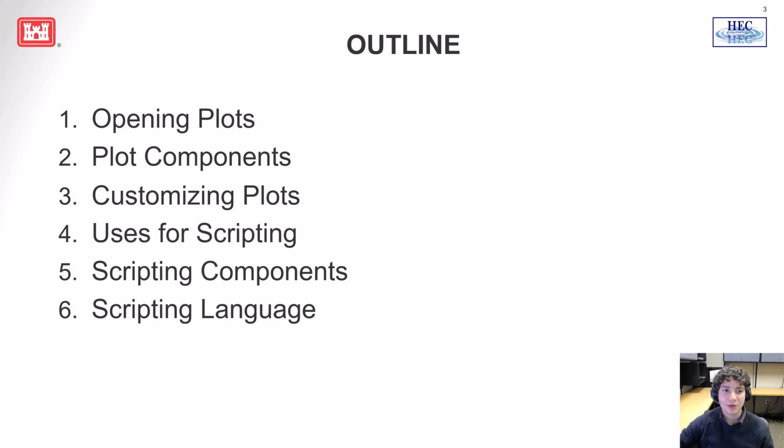We're going to do this in 6 parts. The first, opening plots. The second, viewing all the different components within a plot. The third, looking at how we can customize our plots. The fourth, the different uses for scripting within the CAVI. Fifth, all the different components within our scripting resources within the CAVI, as well as sixth, a brief dive into the scripting language that we use.